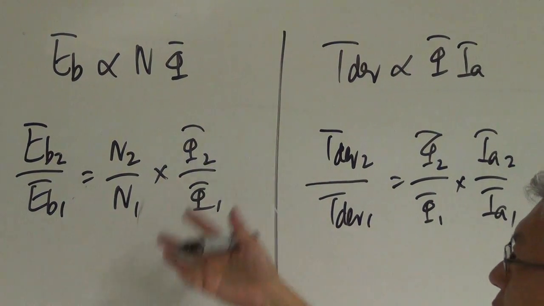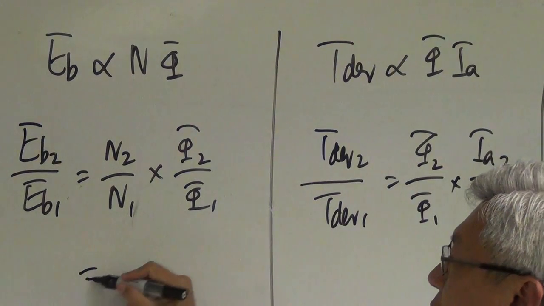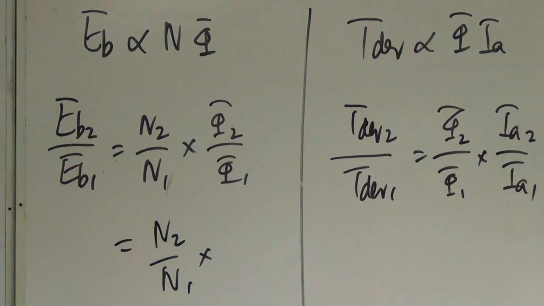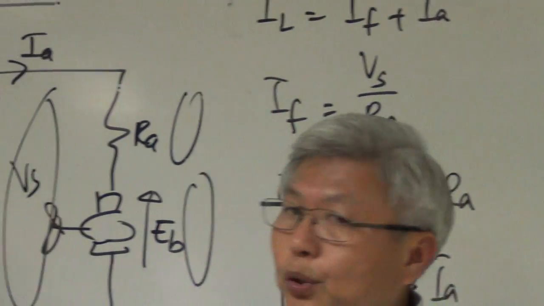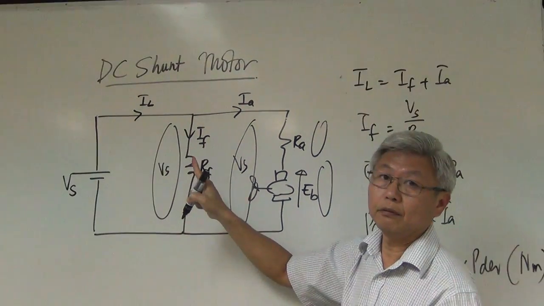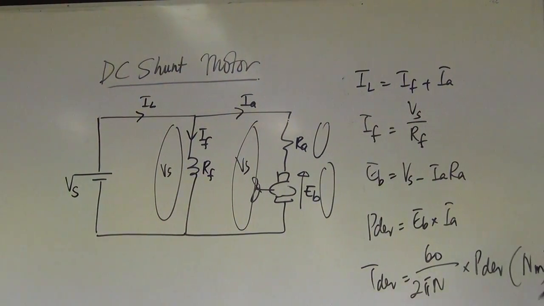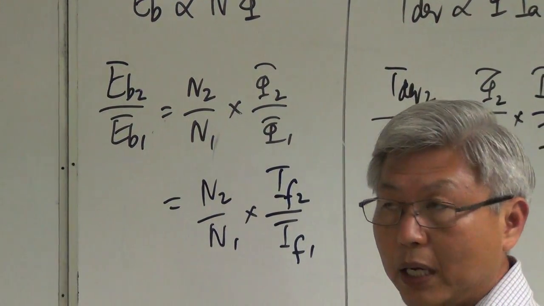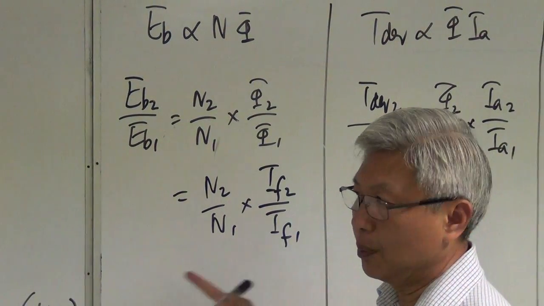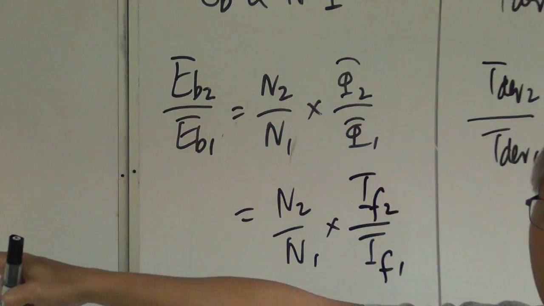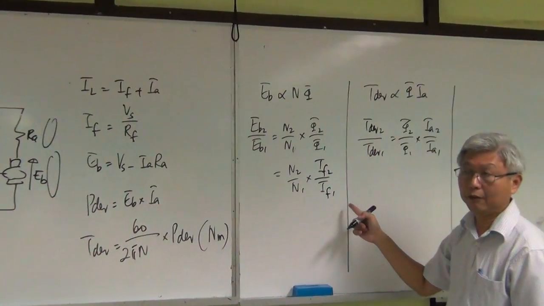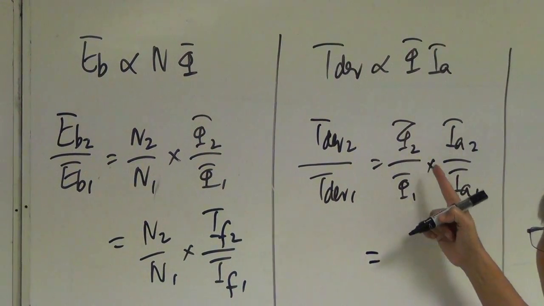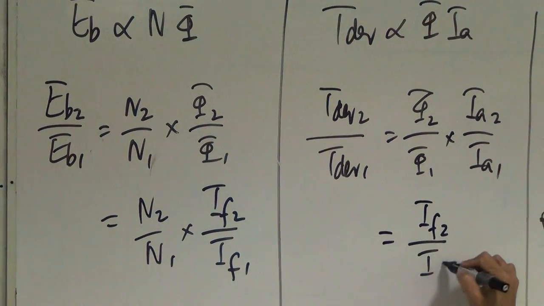Again, come back to this: EB is proportional to N flux. If I were to replace the flux with current, what current would that be? There are three currents, IL, IF and IA. Which current produces the flux? It is IF. Not IA, not IL. So you put it as IF2 over IF1. A lot of times, IF remains unchanged because if I don't change the voltage, I don't change RF, there's no change in the IF. Whereas the torque here is also the same. If you want to replace the flux with the current, you replace it with IF2 over IF1.